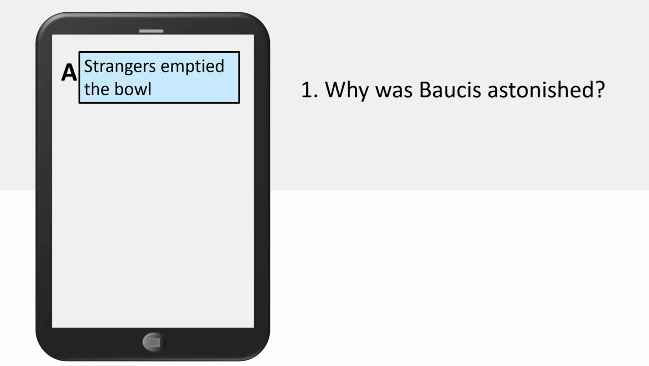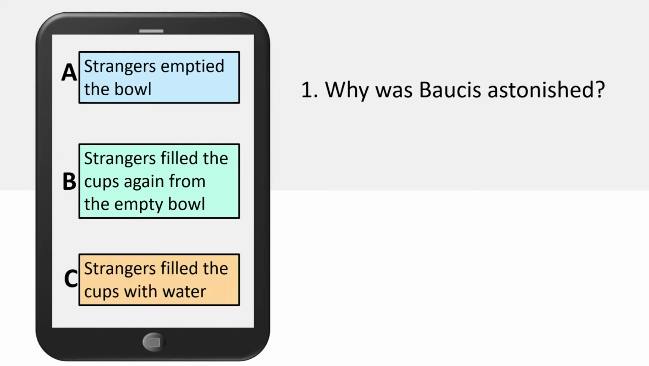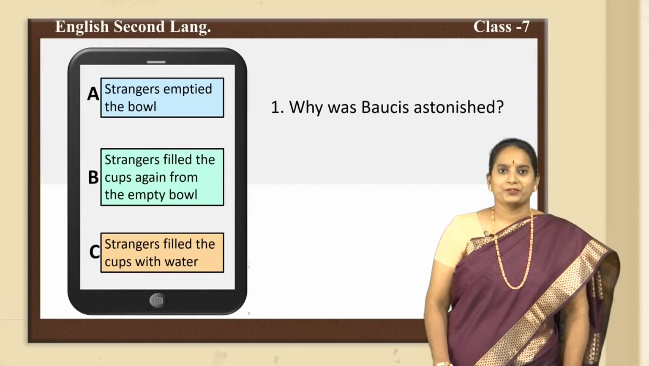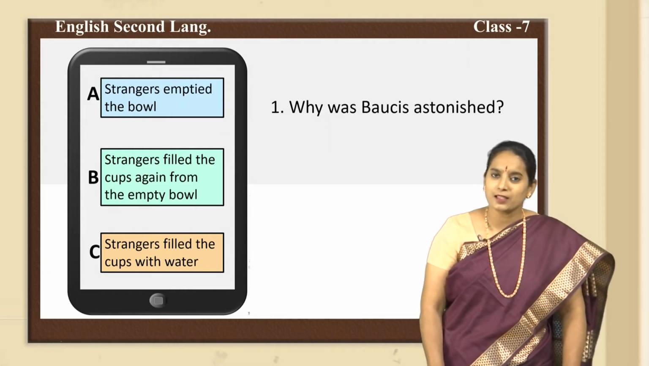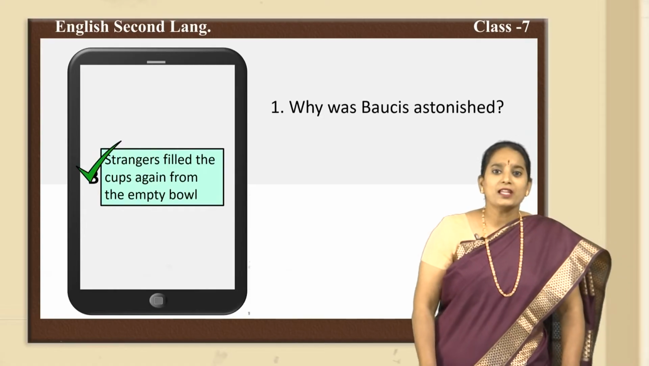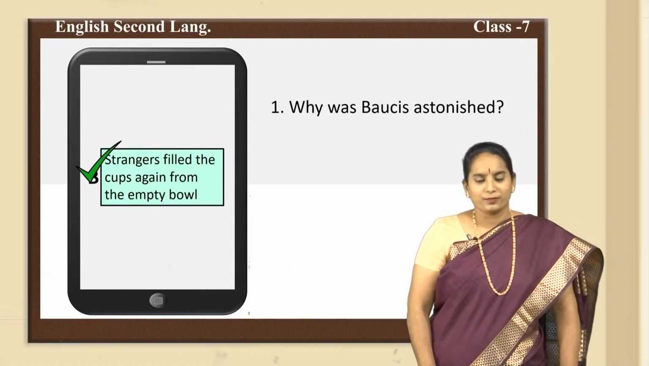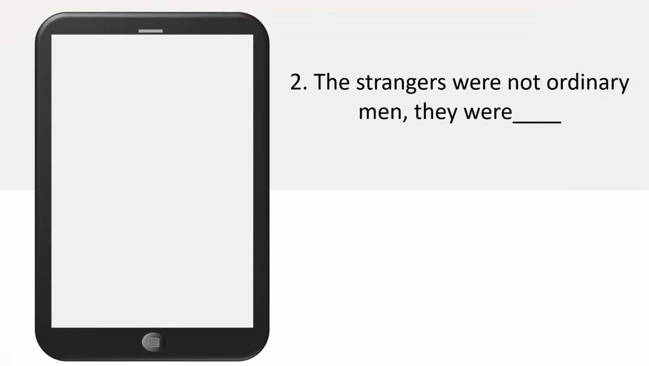A. Strangers emptied the bowl. B. Strangers filled the cups again from the empty bowl. C. Strangers filled the cups with water. Children, can you guess the right answer? Yes, it is B. Strangers filled the cups again from the empty bowl. Let's look at the second question.